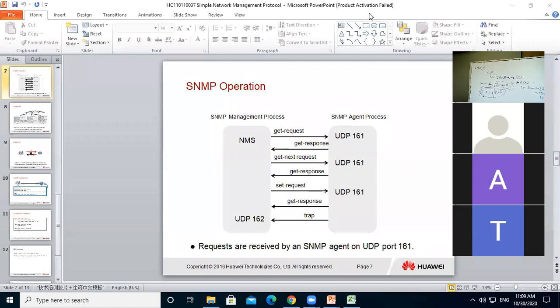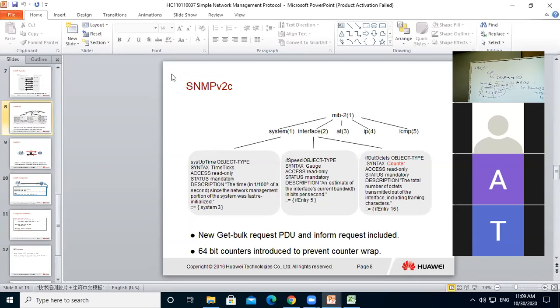So now I'm going to stop sharing the result, and so next is SNMP operations. So SNMP operations we already studied, and next is SNMP V2C. So basically one message is added in this case, that is get bulk request. So in this case it is only for one object, to retrieve the bulk data. So in this case that information request inform message is for NMS to NMS.